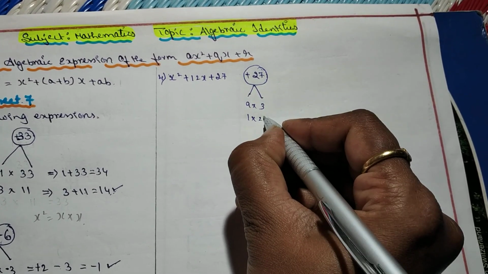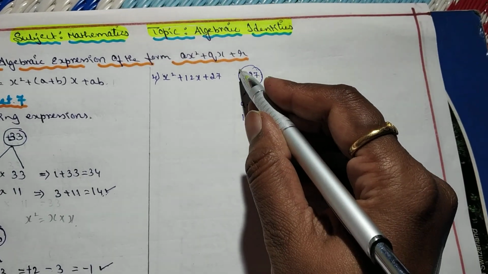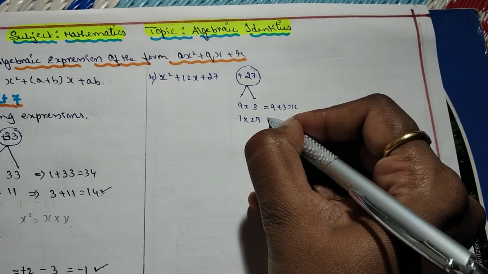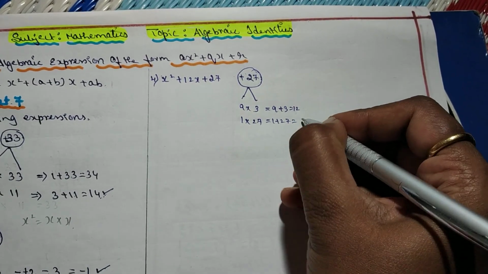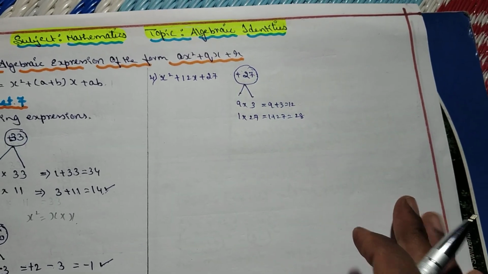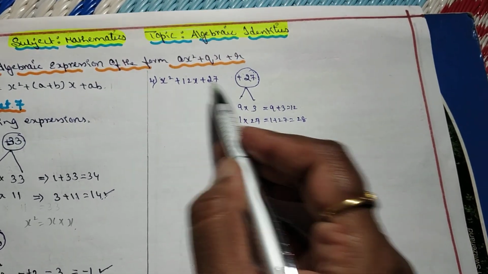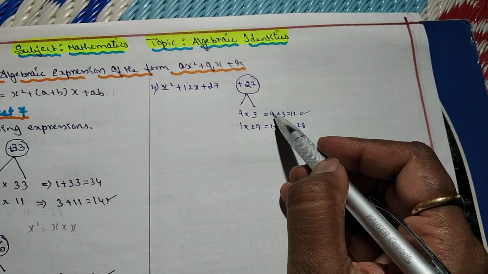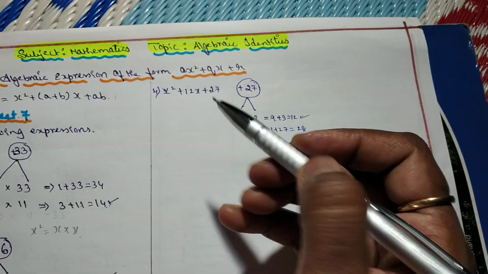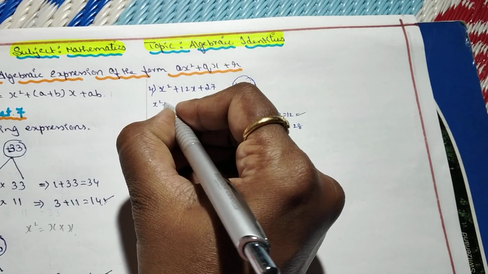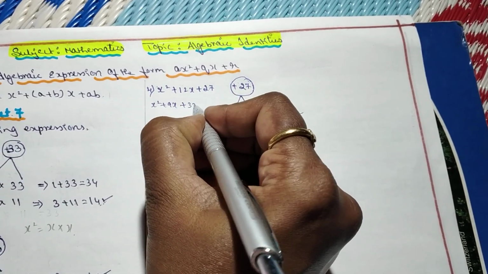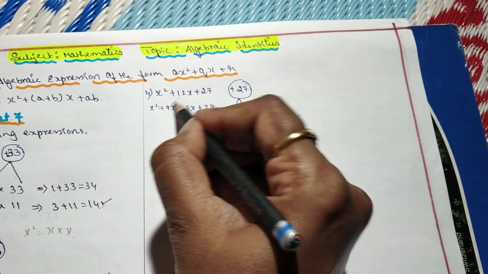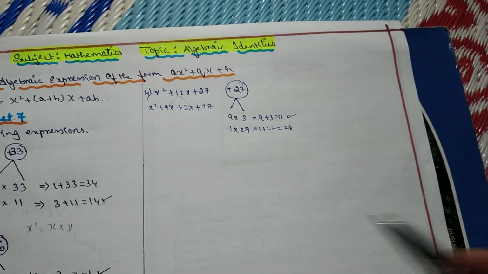1 into 27. So here we have plus, which means we need to add the numbers. So 9 plus 3 equal to 12. Next 1 plus 27 equal to 28. But what is required in the middle? In the middle we require 12. 12 means I have to go with this number. And here we have plus 12, which means plus 9 plus 3 equal to plus 12. So x square plus 9x plus 3x plus 27. So this middle 12x is written as plus 9x plus 3x equal to plus 12x.